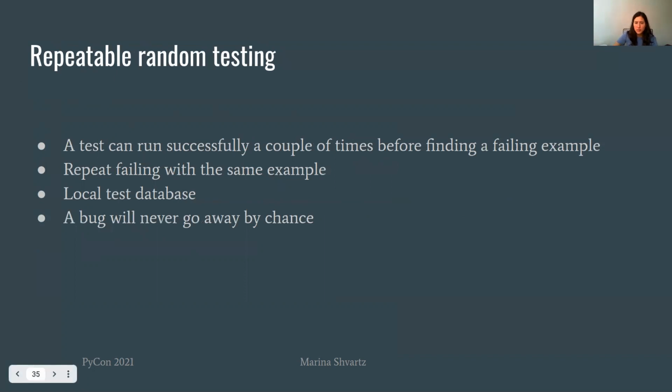The random nature of Hypothesis may cause a test to run successfully a couple of times before finding a failing example. Once that happens, it will keep failing with the same example, as it will first retrieve the example from the previous failure stored in the database I just mentioned. This makes Hypothesis repeatable random testing. A bug will never go away by chance. A test will only start passing if the examples that previously failed no longer fail.